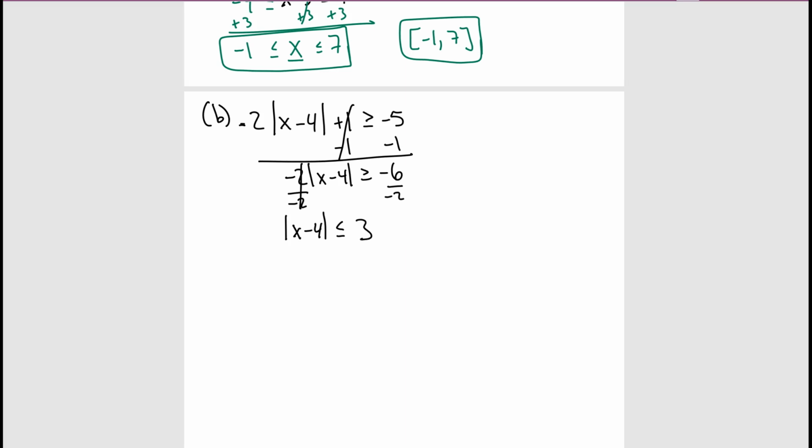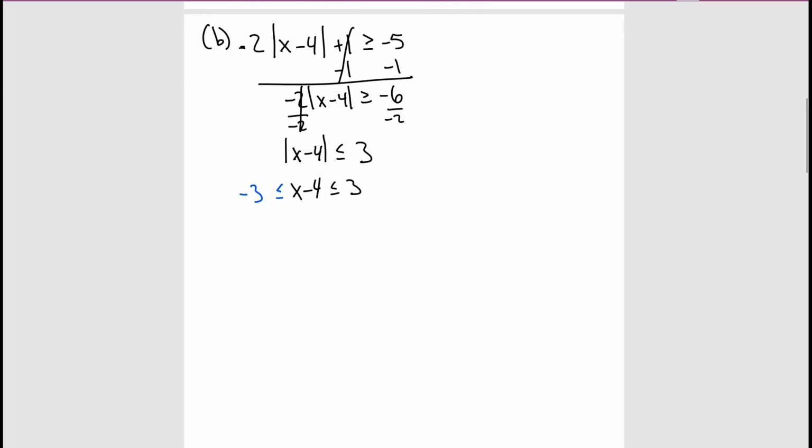Okay. Now notice that in the beginning, we thought it was going to be a greater sign. But now it's going to be a less than. Okay. So what we're going to do, we're going to take x minus 4 and copy paste it without the absolute value. And on the other side, we're going to have another less than or equal to negative 3. Okay, we're going to add a 4 to all the sides.